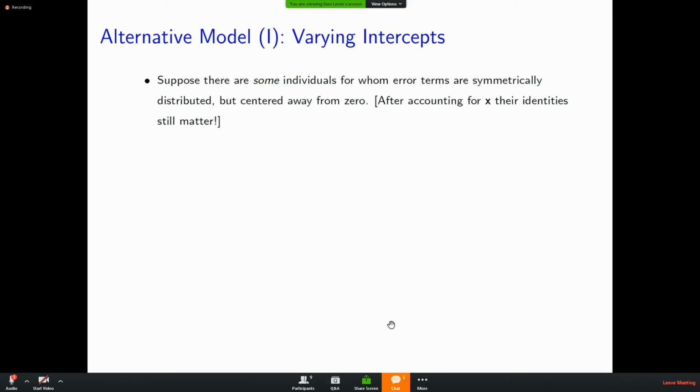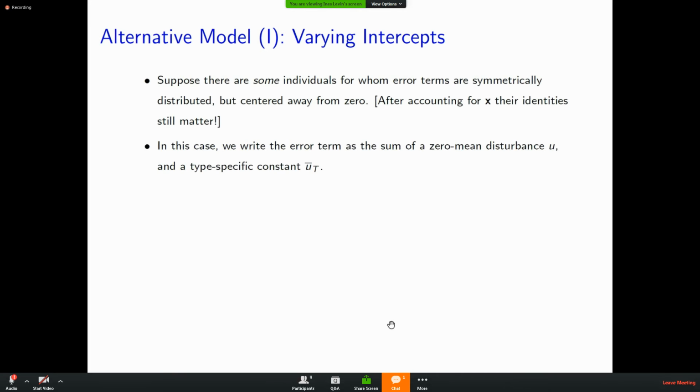Let me show you how you can go from the previous model to a model that has varying intercepts. Suppose that you have some individuals for whom error terms are symmetrically distributed, but centered away from 0. For some individuals the error terms are centered around a number that lies above 0, and for other individuals the mean lies below 0. So individuals in the first group are going to be predicted to participate systematically more than individuals in the second group.